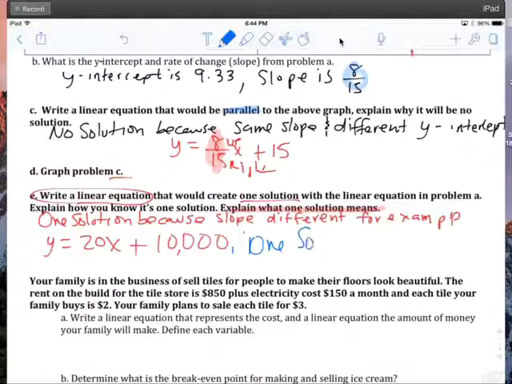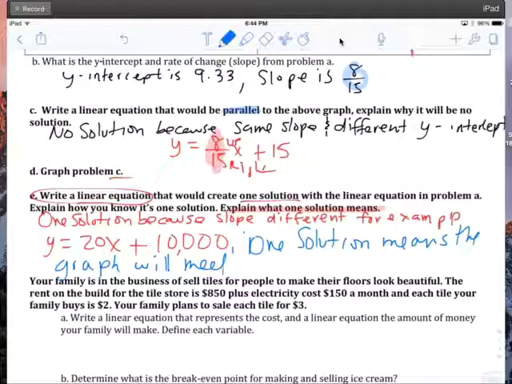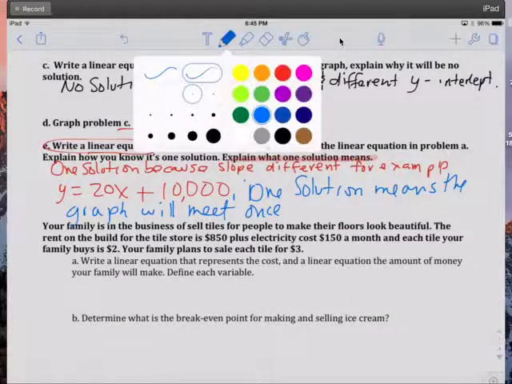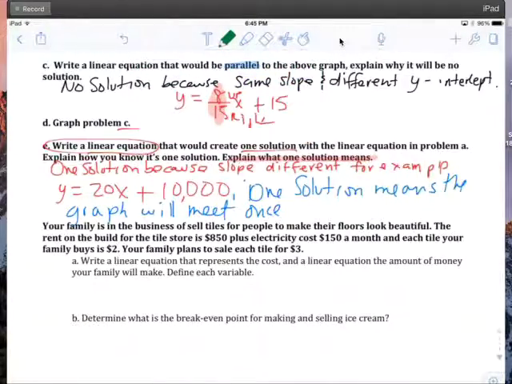One solution, I forgot to mention that in class, means the graph will meet once. Okay? I think we did this in class. If we didn't have time, this will be on your test.